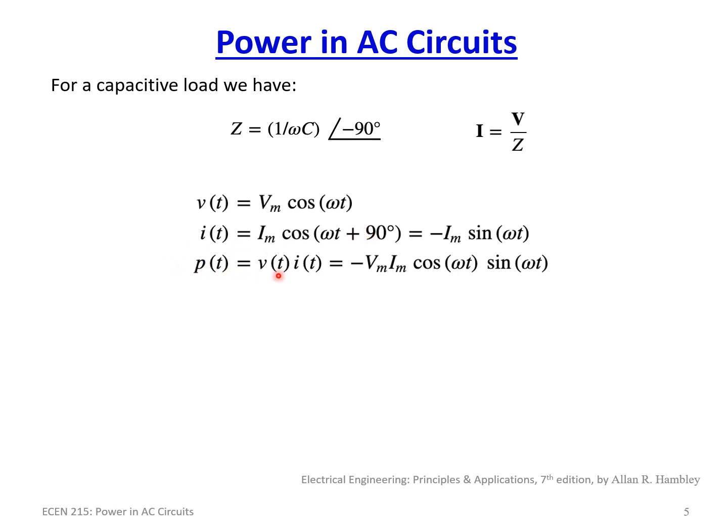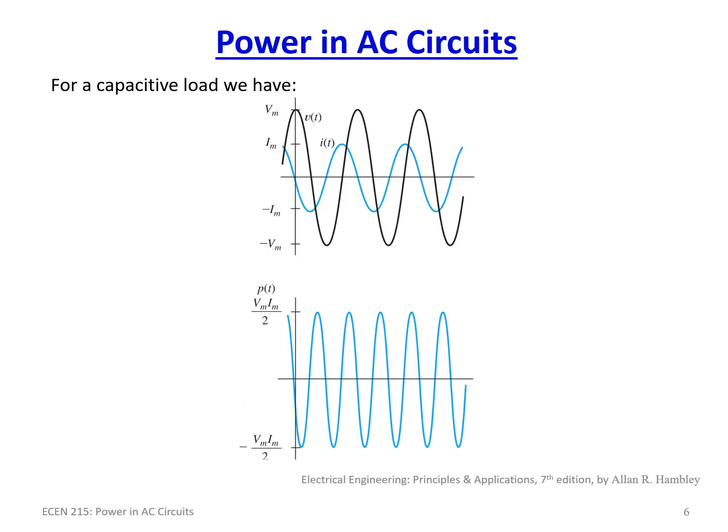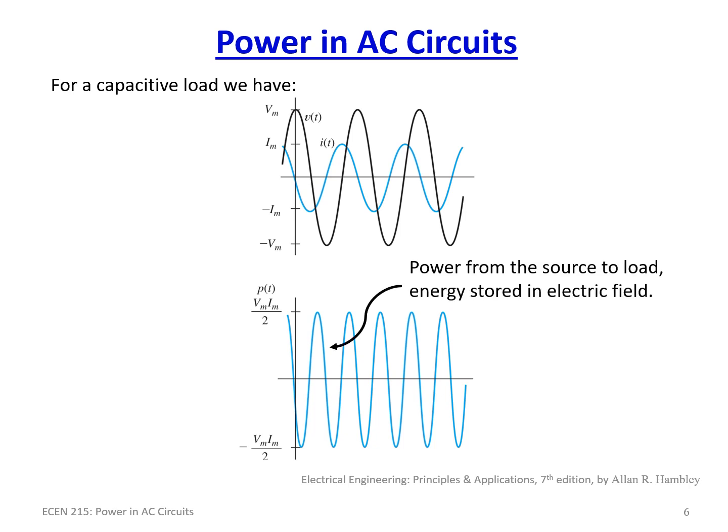So power, V times I of t, is minus Im cosine omega t sine omega t, which, using the same trigonometric identities we had a moment ago, is the same equation we had for the inductor, just with the negative sign in front of it because it's just inverted. So minus Im over 2 sine 2 omega t, which again is very similar to what we were just looking at, just phase shifted.